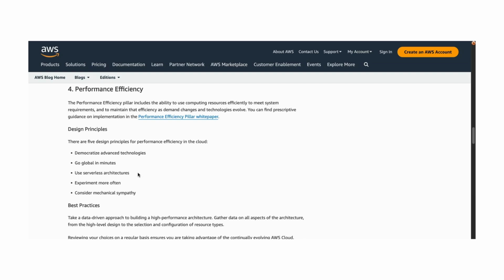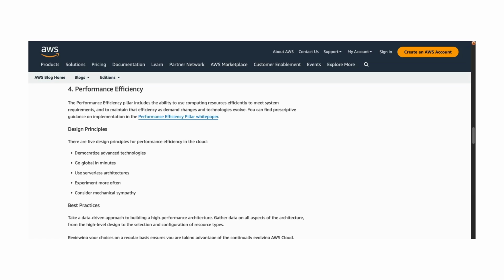Using serverless architectures, again, as I said before, we can use AWS Lambda, AWS Fargate, S3, the Simple Storage Service, to build applications that scale automatically based on demand. We should experiment more often, for example, using AWS CloudFormation StackSets, so that we can test new configurations across multiple AWS accounts or regions.